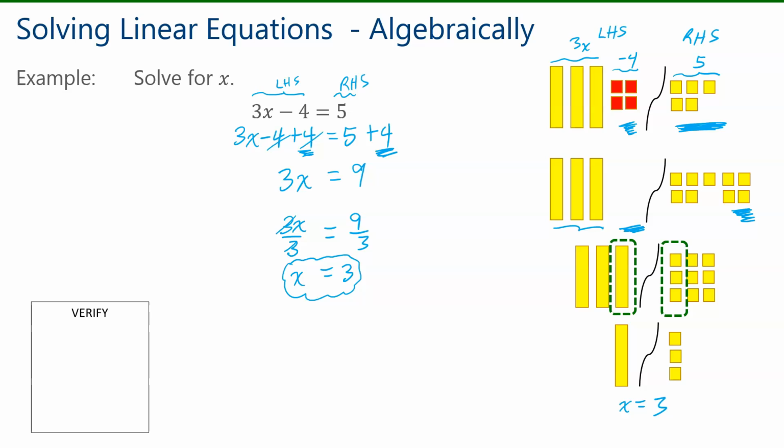Let's do a verification. 3x subtract 4, circle 5. In place of the x, we put the 3 that we found x to be. Subtract 4. Will the left-hand side equal the right-hand side? I certainly hope so. 3 times 3 is 9. 9 subtract 4, and yes, 9 subtract 4 is 5. 5 equals 5, so x equals 3 is our solution.